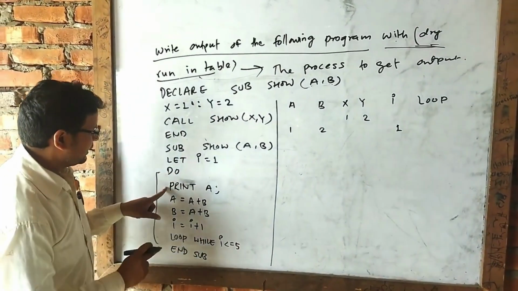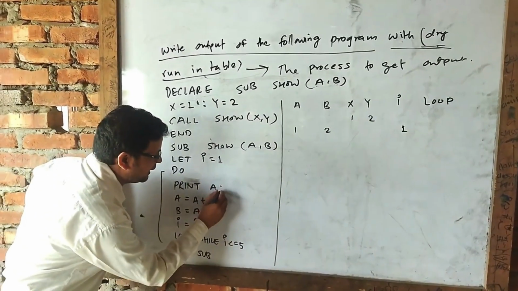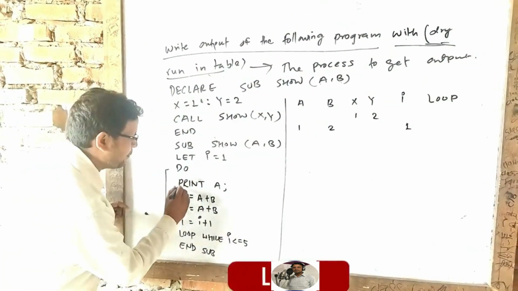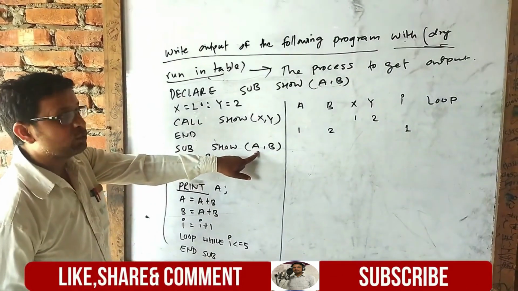The other step is in the do loop: print A. You know that a semicolon means all the values are written horizontally, but here print means output. Then what is A here? You can see A is 1.